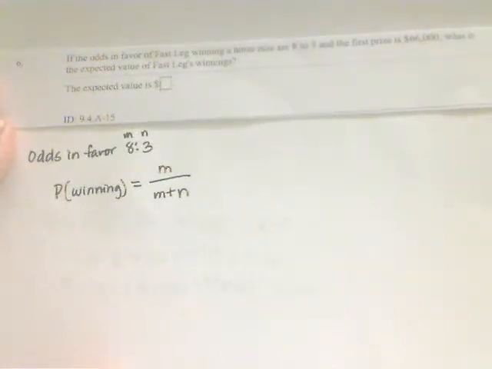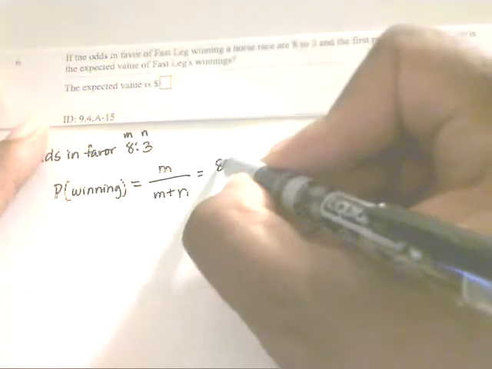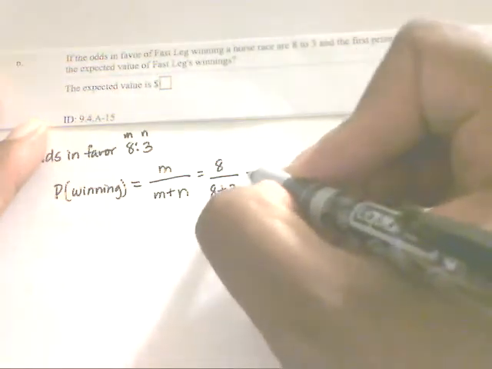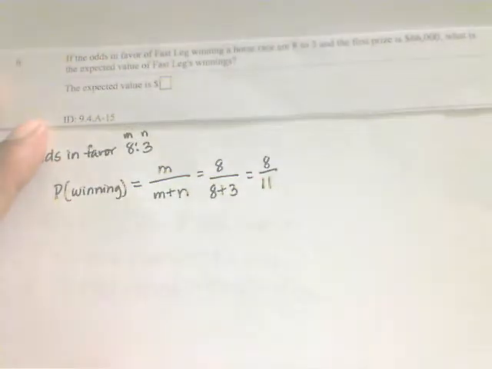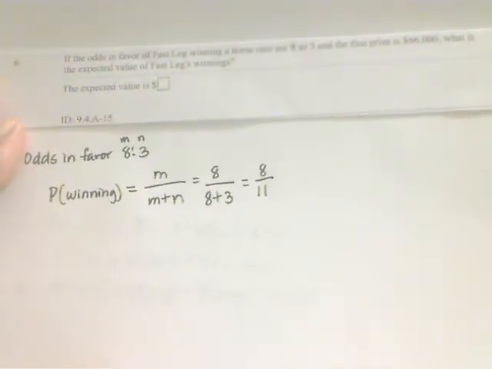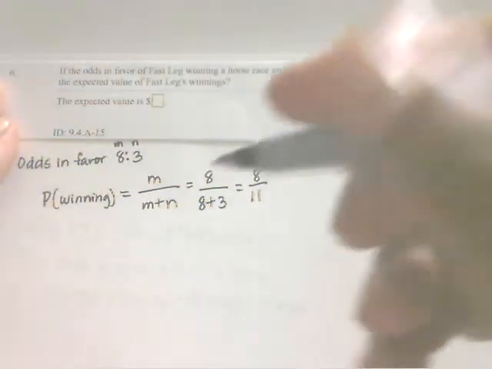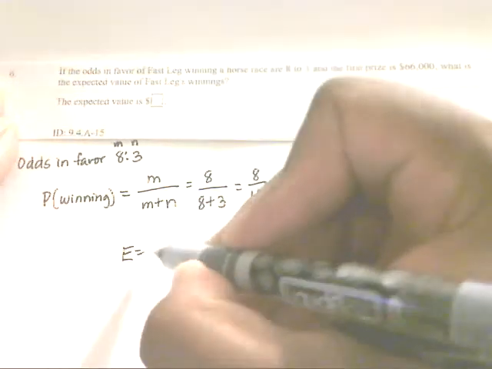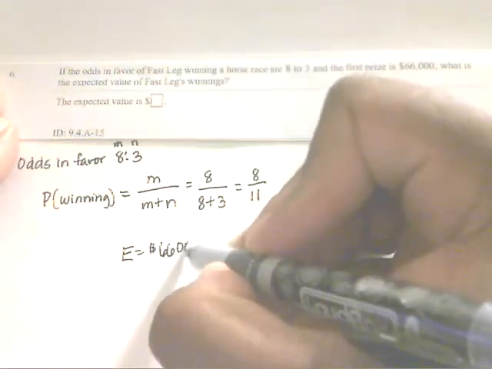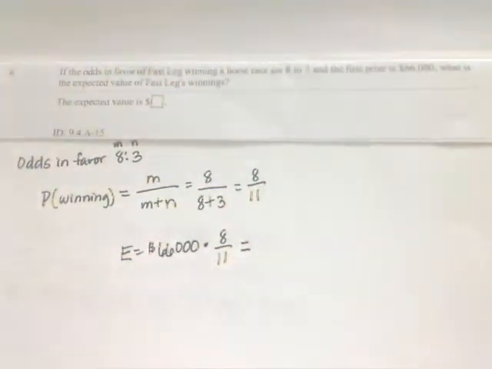Okay, we know the odds in favor, so we want the probability of winning. So here we're going to use M, which is your 8, that's your numerator, divided by M plus N, which is 8 plus 3. So in this case, the probability of Fastlegs winning will be 8 out of 11. And in this case, the first prize was $66,000. So the expected value will be the first prize amount, $66,000, times the probability of Fastlegs winning, which is 8 out of 11.